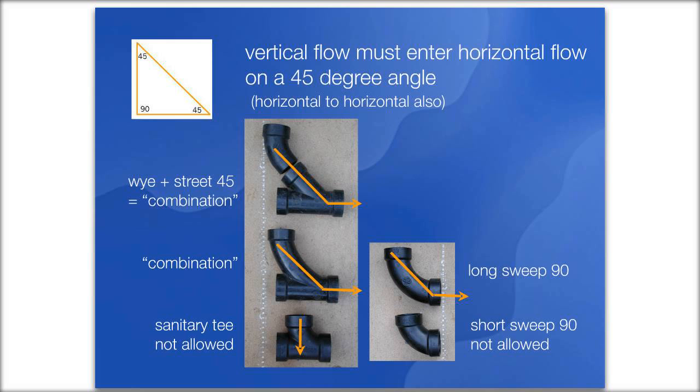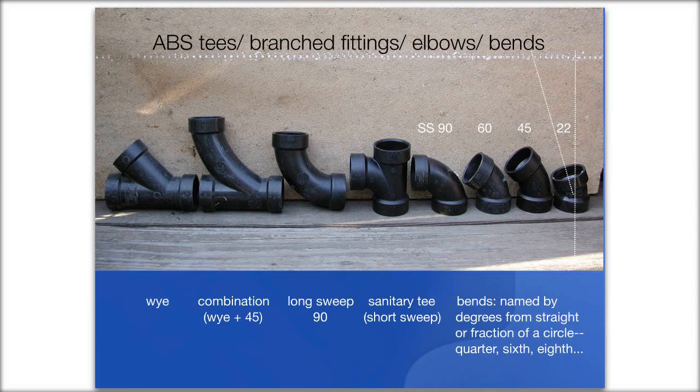And then the sanitary T, which you cannot use on its back like that because the liquid is not entering on a 45-degree angle. And you cannot use the short sweep 90 in that position either. So these are all for your reference. You probably won't remember this all up front, but okay, so we're talking about the names of fittings.